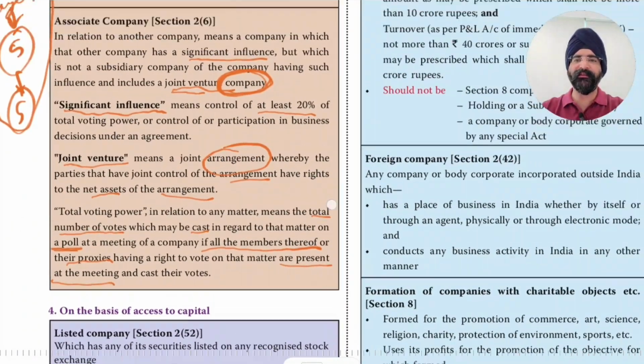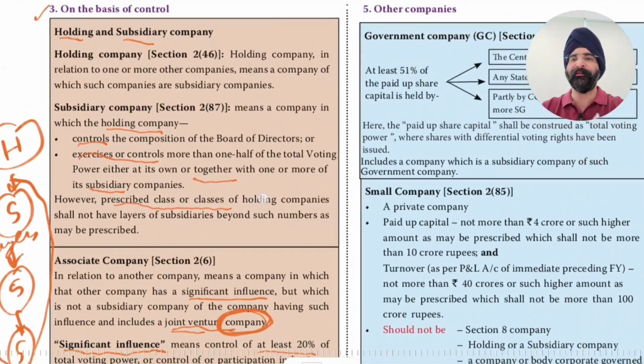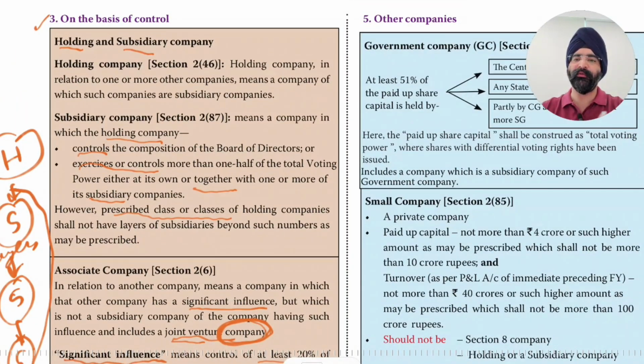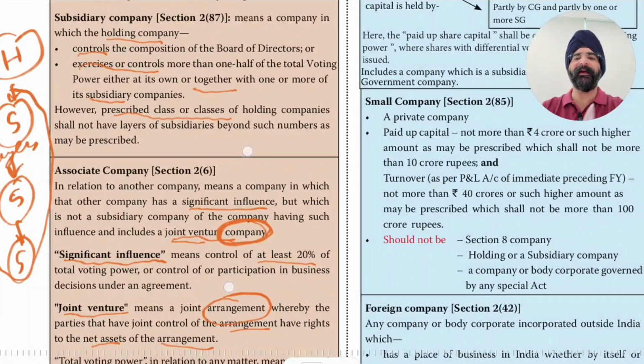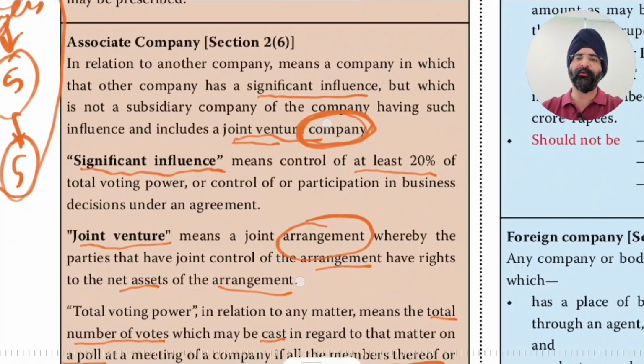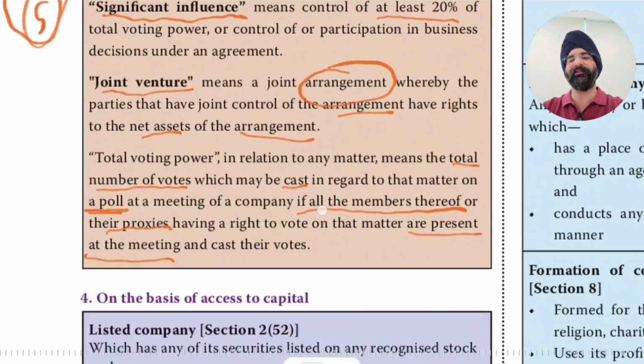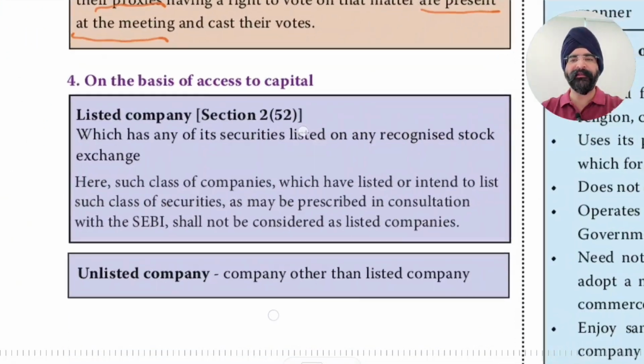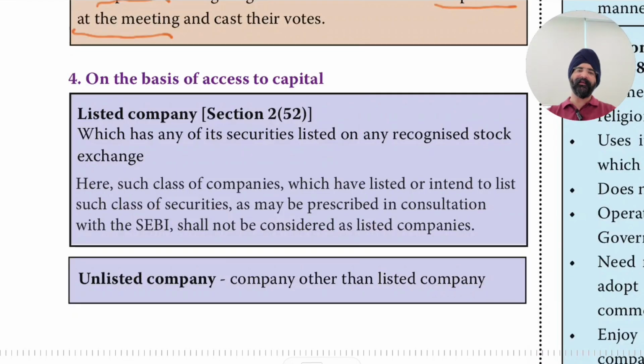Okay, so these were companies on the basis of control: holding, subsidiary and associate. On the basis of control, a company can be either a holding, subsidiary or an associate. Next is on the basis of access to capital. So on the basis of access to capital, a company can be a listed company or an unlisted company. Listed company is defined in section 2 subsection 52.